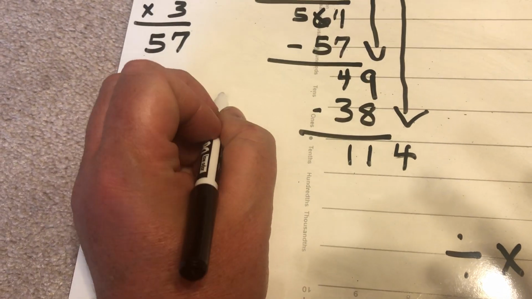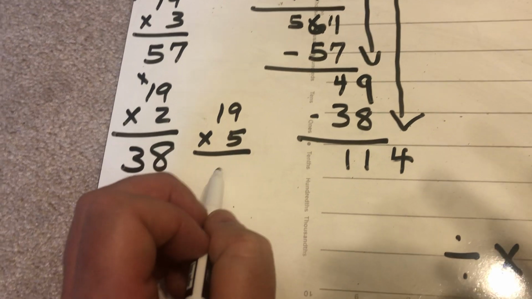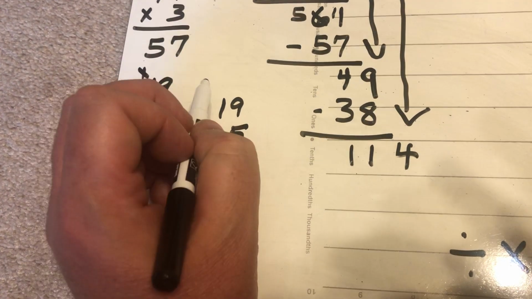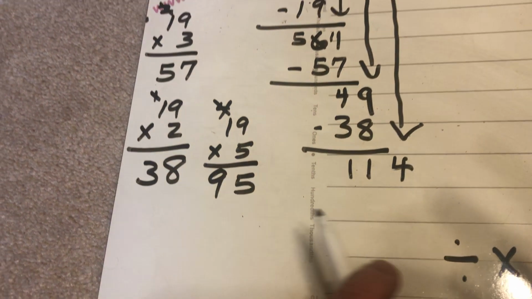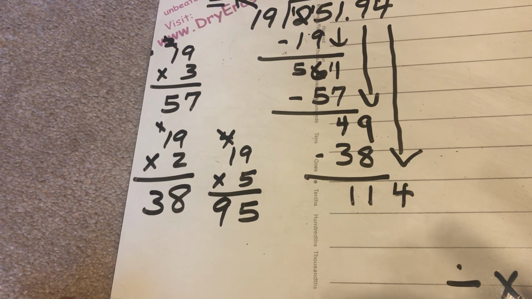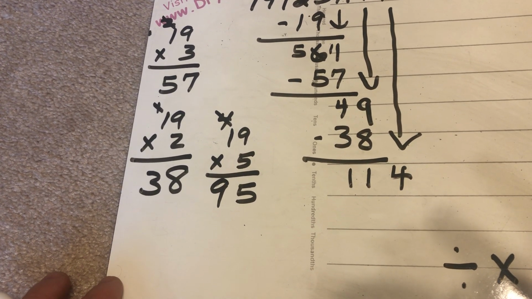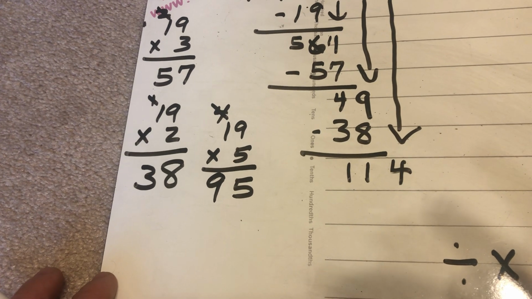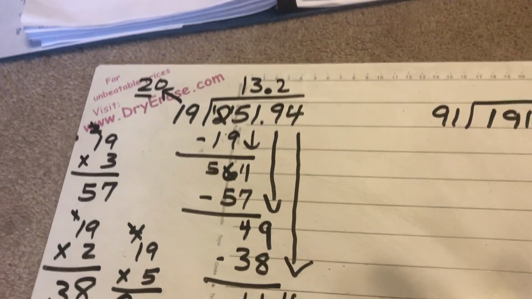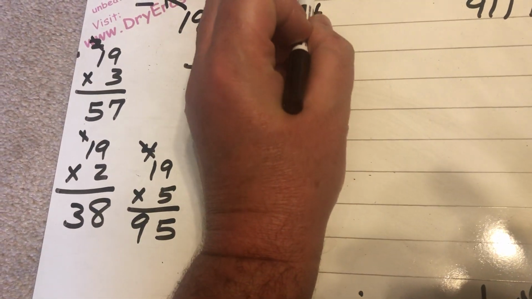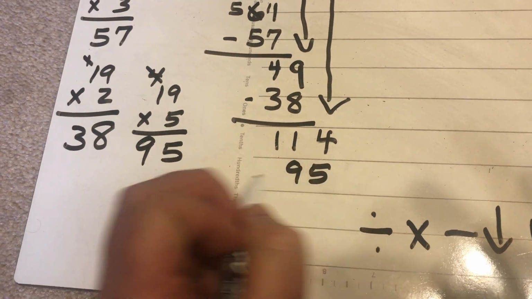So I'm going to come over here and I'm going to try 19 times 5. Well, 5 times 9 is 45. Put the 5 down, carry the 4. 5 times 1 is 5, plus the 4 is 9. I get 95. Well, I'm not sure. That's pretty close. So, yeah, let's go ahead and go with that. So, we're going to go ahead and put a 5 there. We're going to put 95 here.